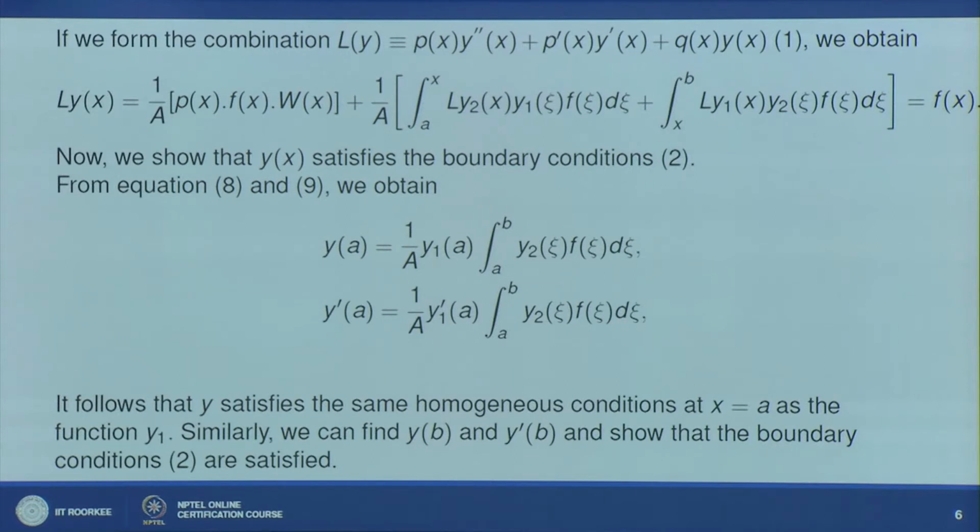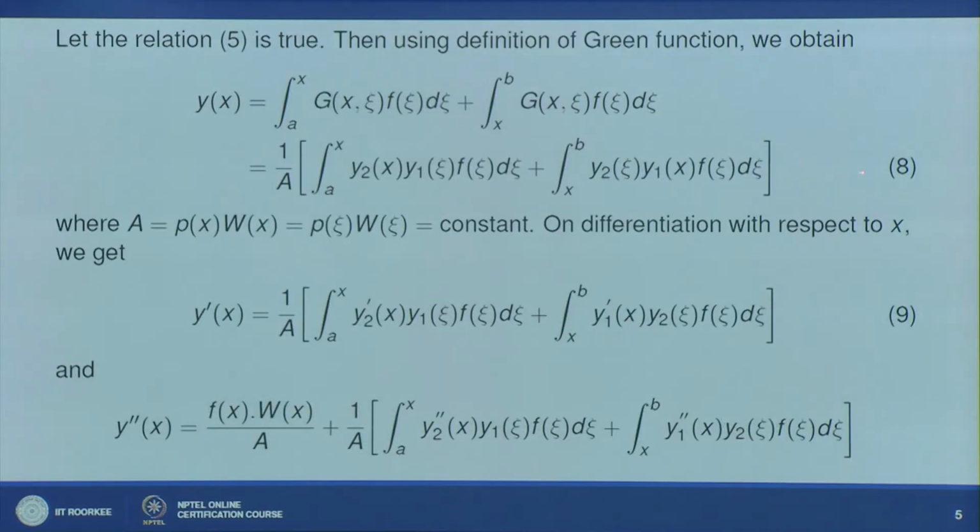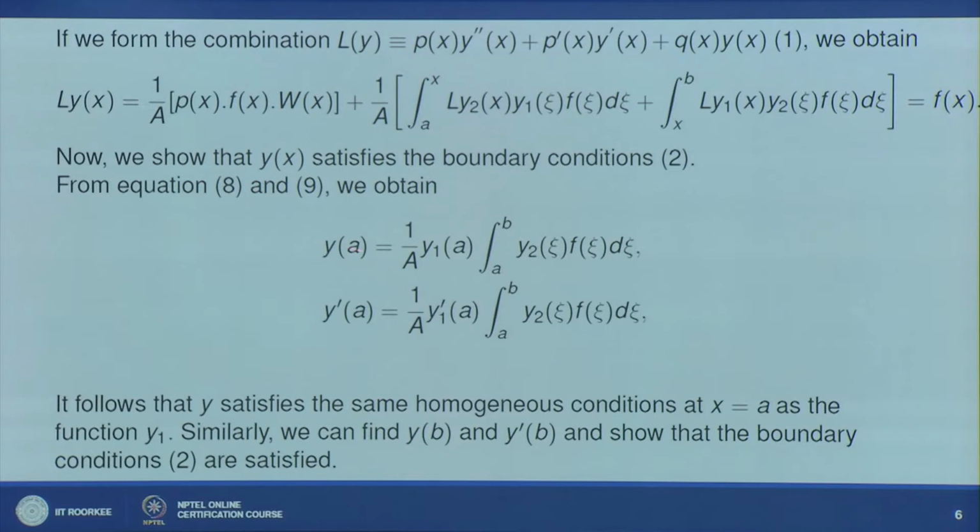Similarly you can use equation number 8 and put x equal to a, this integral term will vanish, and here it is the integral from a to b of y2 xi; y1 of a you can take out, and the remaining is the integral from a to b of y2 xi f of xi d xi. So it means we are getting this y of a and y dash a.